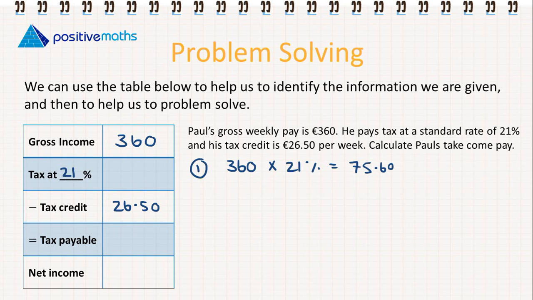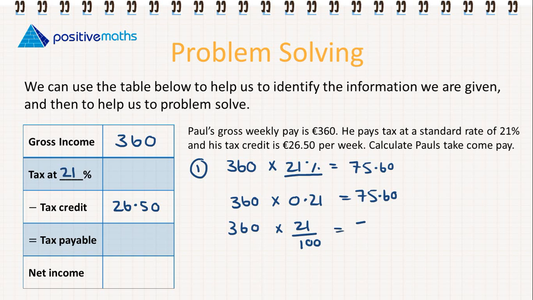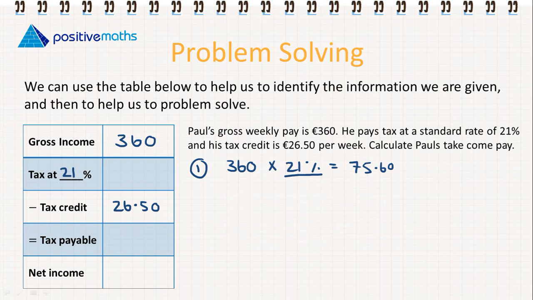Just to recap, we need to be able to calculate percentages. We can do this using a percentage, like I've done here, multiplying by 21%. We can also multiply 360 by 0.21, which will give us the same answer. And we can also use fractions, so multiplying by 21 over 100 will also give us the same result. In order to do these questions involving tax, it's really important that you're confident with finding percentages of numbers. So our tax at 21% is €75.60.